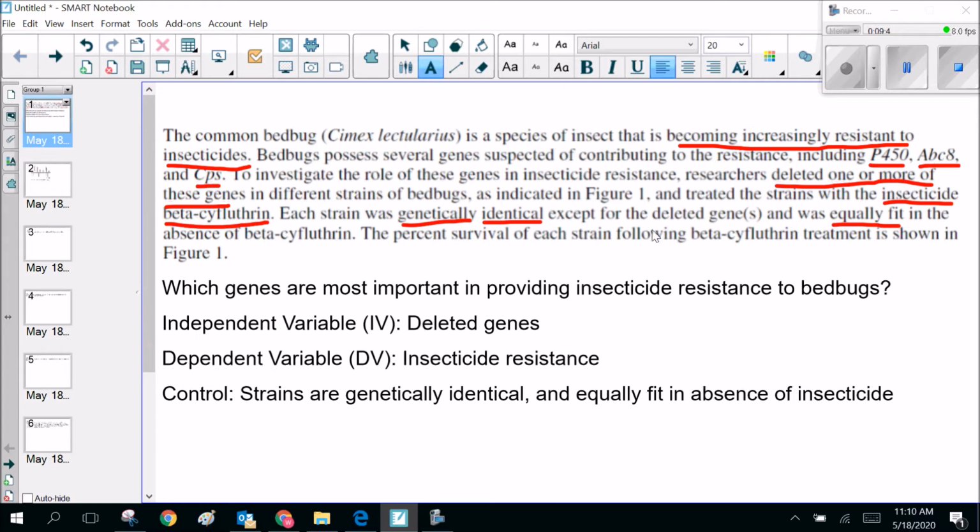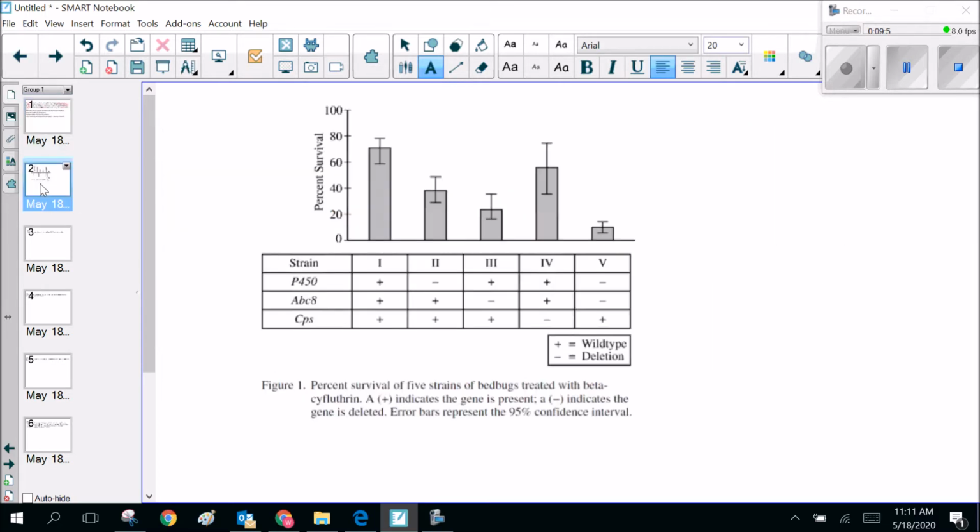Now notice, I haven't looked at the questions yet. I don't care what they're going to ask me. This is just something that I went in and I did naturally without even going on to the next stage. Let's take a look at the figure.